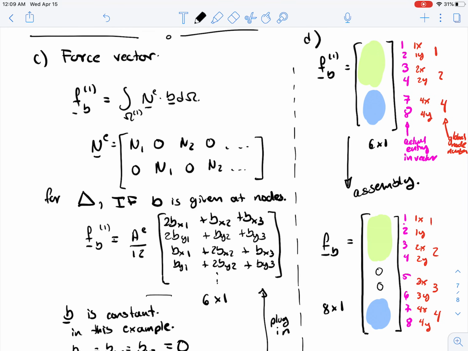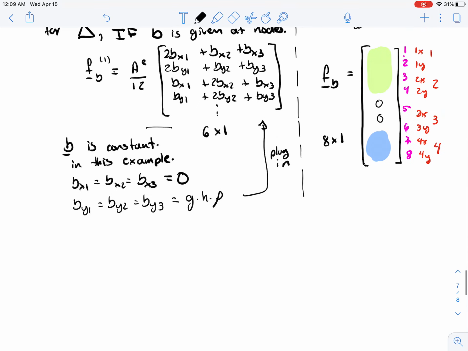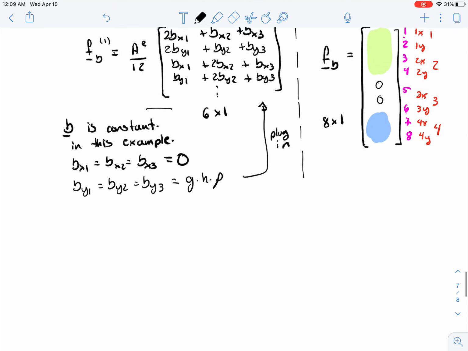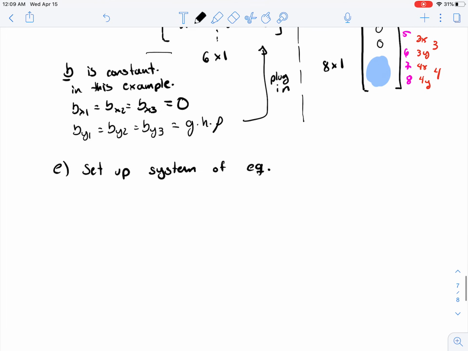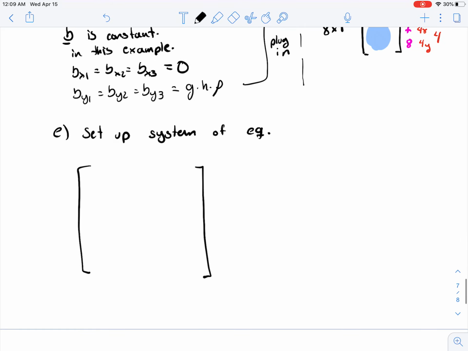So how to calculate the force vectors. Again, you just need to use the formula. In the code, that's a lot easier, and then for the assembly, you need to be able to match these global numbers and degrees of freedom between the element and the global force vector. Given that, in this case we don't have any traction force vectors, we only have these body force vectors. So we can set up the system of equations.